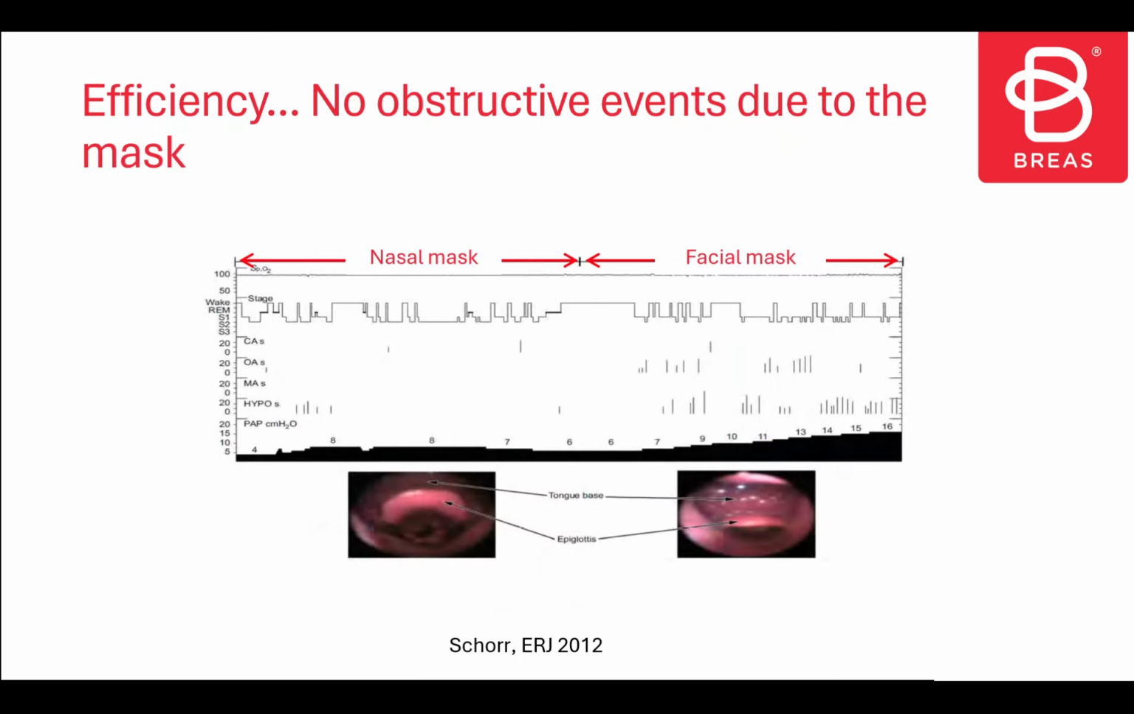Another important thing for efficiency is not to have obstructive events when wearing a mask. The first part of the night, the patient uses a nasal mask, and the second part a face mask. As we can see here, when the patient uses the nasal mask, there are no obstructive events. There is almost no hypopnea. On the other hand, when the patient is switched to a face mask, obstructive events appear, probably due to this phenomenon where we see that the glottis can fall out, probably because we tightened the mask too much.